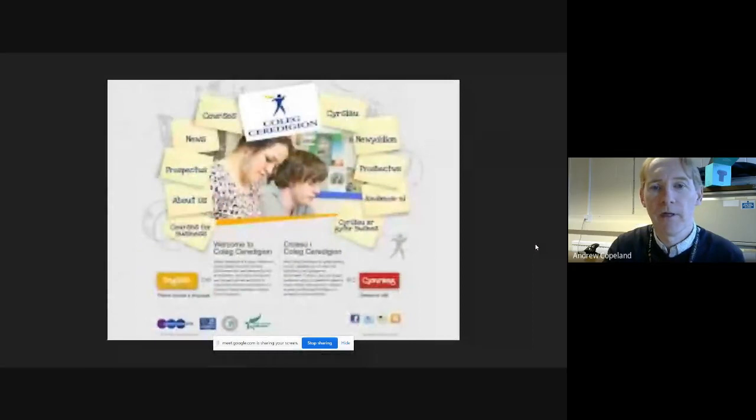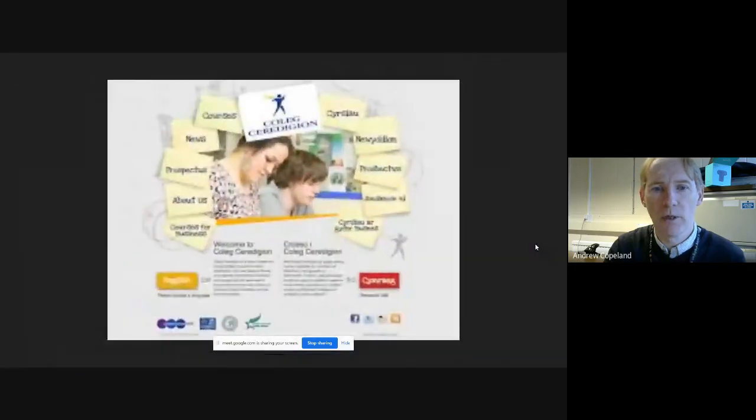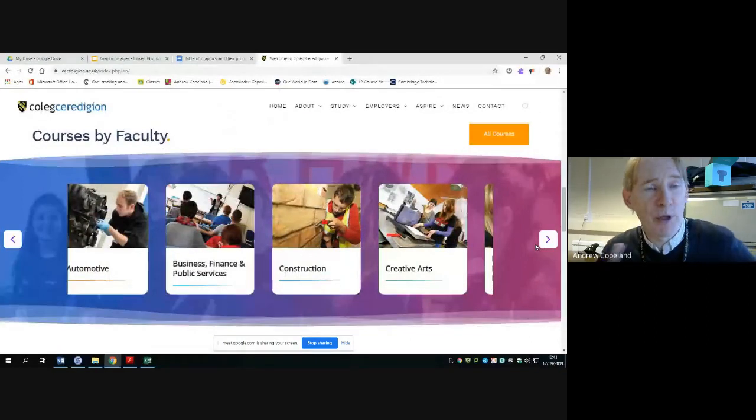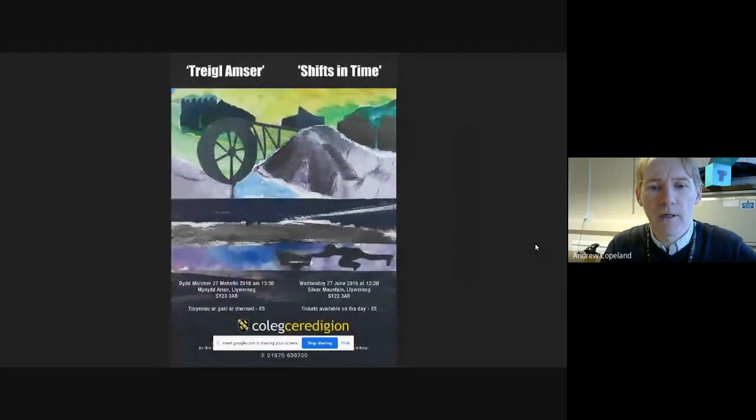Yeah. But from different times in the past. That one's from just last year, I think, and that's a much older one. So same format here, but from different eras. But the purpose is to promote Coleg Ceredigion in some way. Again, the purpose here is the same.